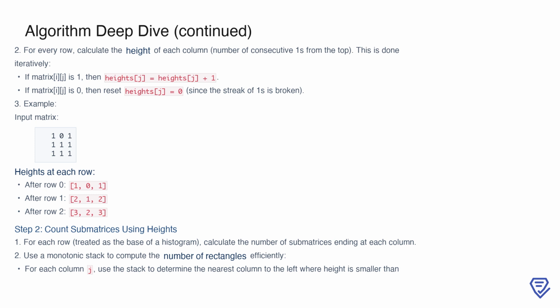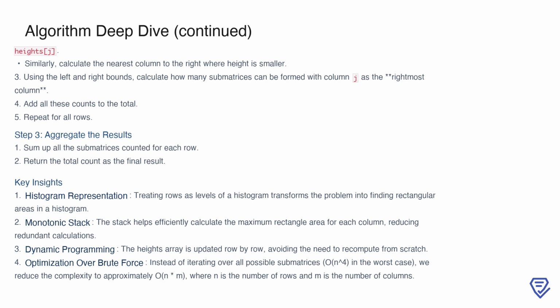With the histogram representation in place, the next step is to count the submatrices using these heights. To count the submatrices, we treat each row as the base of a histogram and calculate the number of submatrices that end at each column. For this, we use a monotonic stack to efficiently determine the nearest smaller height to the left and right of each column. By knowing these bounds, we can calculate how many submatrices can be formed with the current column as the rightmost column. For every column, we add this count to the total number of submatrices for the row.